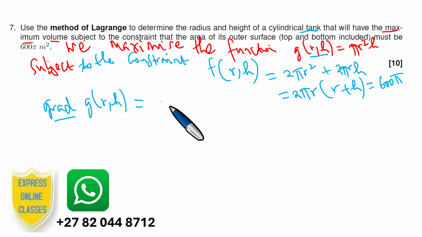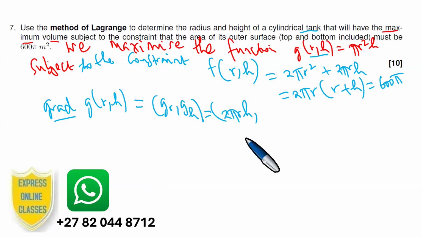We'll find the gradient of this. The gradient, like I said, is going to be g_r, then g_h, partial derivatives. So the derivative of this one with respect to r, which is r squared with respect to r, is going to be 2 pi r h. The derivative of this one with respect to h is pi r squared.